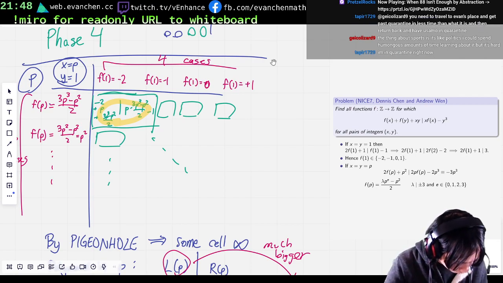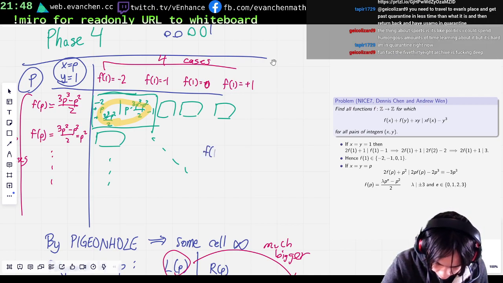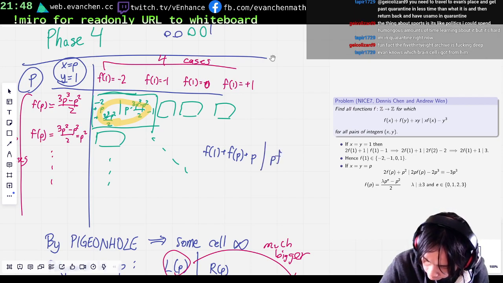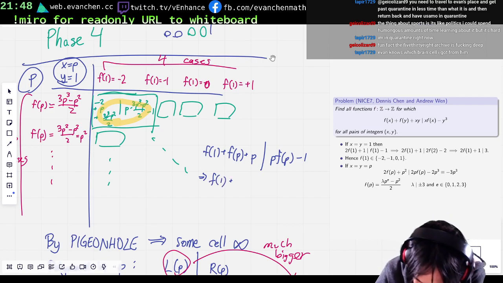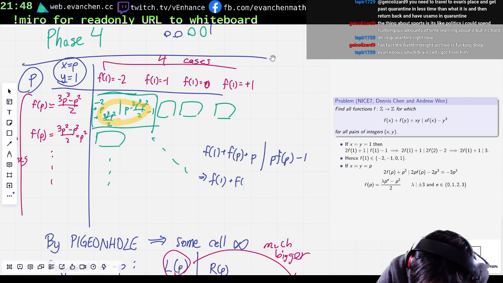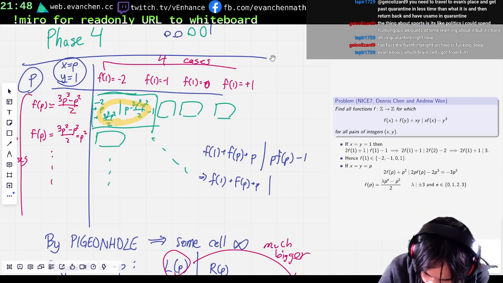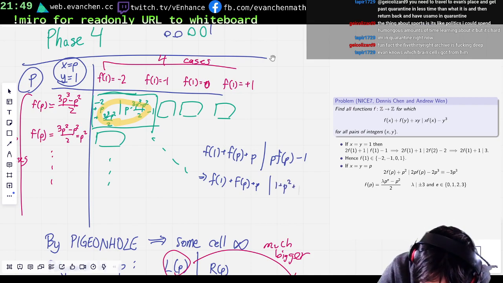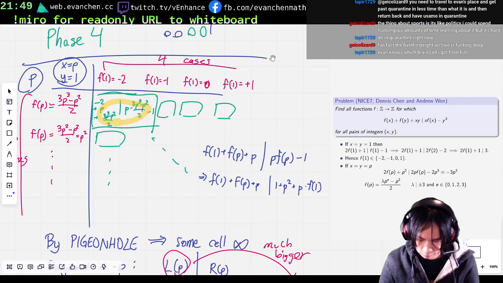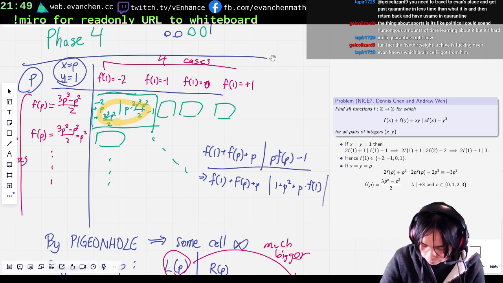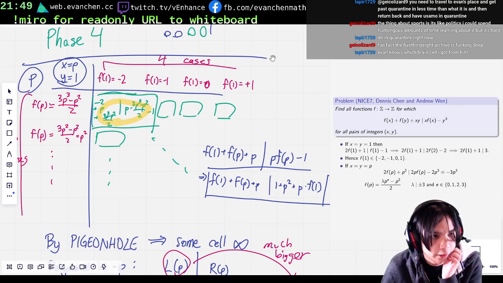So first of all, f of 1 plus f of p plus p divides p of p minus 1. That is the same as saying f of 1 plus f of p plus p divides, we'll get rid of the f of p part because we think that's the high degree part, so it's going to subtract off p times. Boom, boom, boom. Everything's negative, so we'll just get rid of the negative part: 1 plus p squared plus p times f of 1. So this is what we're looking for. It's a better way to write the relation we're looking at.